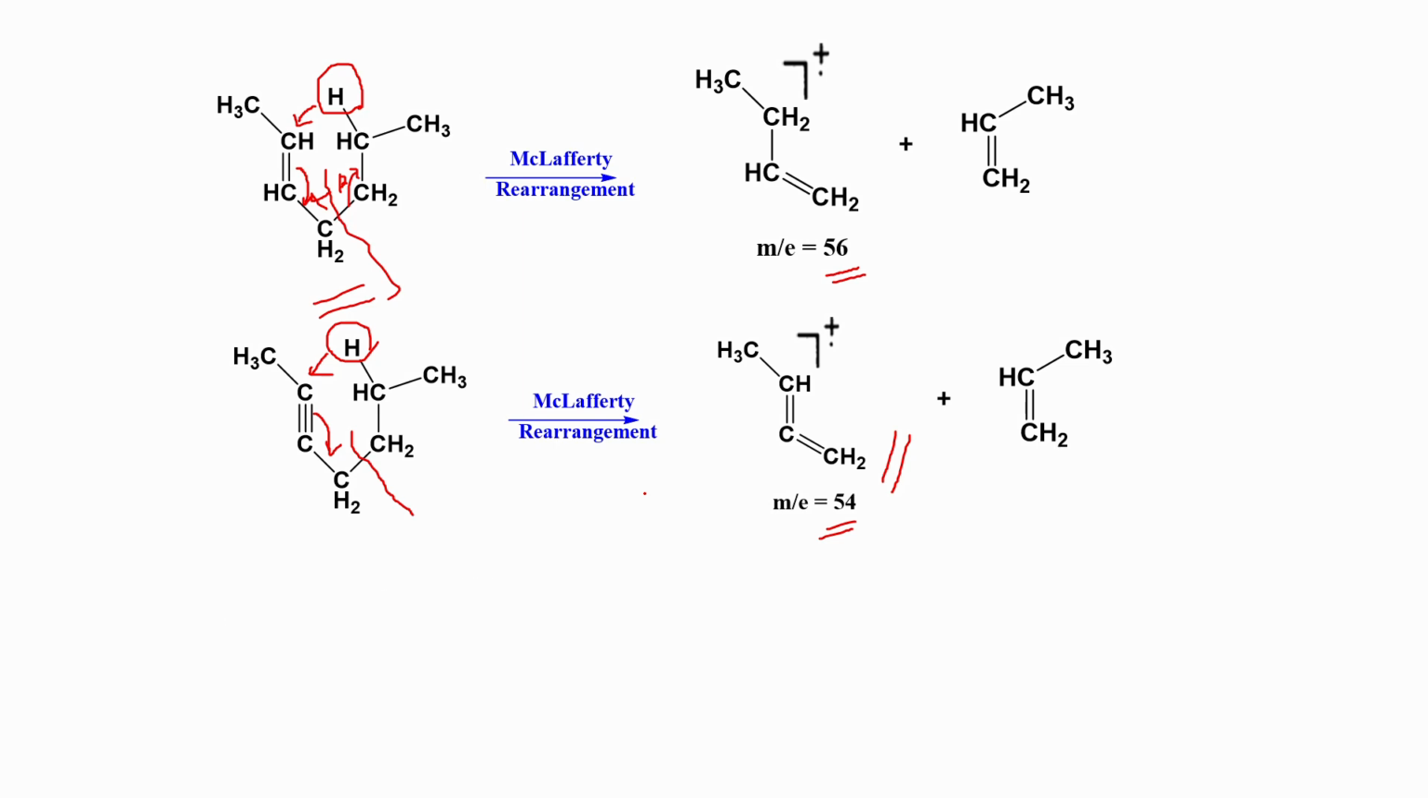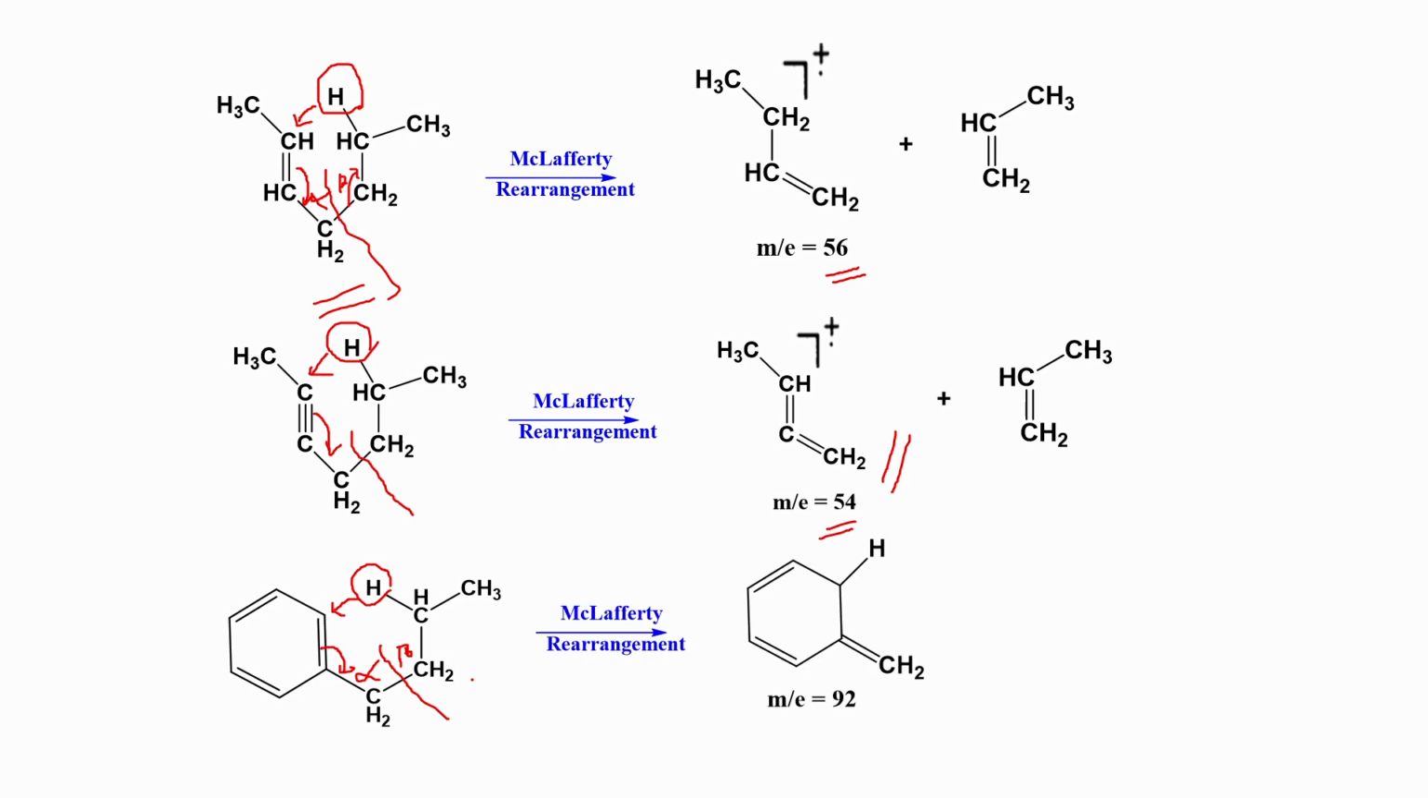Okay, then if you take a substituted aromatic compound, it is propyl benzene. You can see here is also a gamma hydrogen atom on the gamma carbon atom. This is the gamma hydrogen atom, and it is abstracted by this unsaturated carbon atom. Thereby the pi bond is shifted towards here, along with the cleavage of this beta bond, forming the McLafferty rearranged ion, along with the neutral molecule propene.